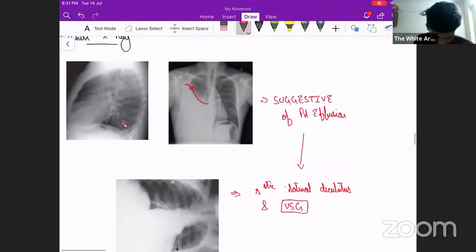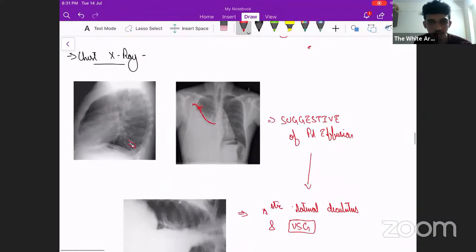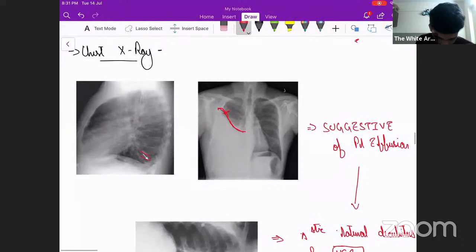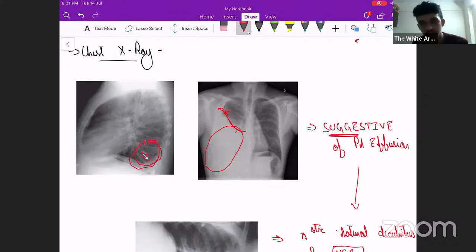Next, these are the findings that are suggestive of pleural effusion, because on an erect chest X-ray there can be a consolidation in this place, or there can be a consolidation in this place. This consolidation also can blunt the lateral angle and mimic pleural effusion. So we can tell that this is just suggestive.